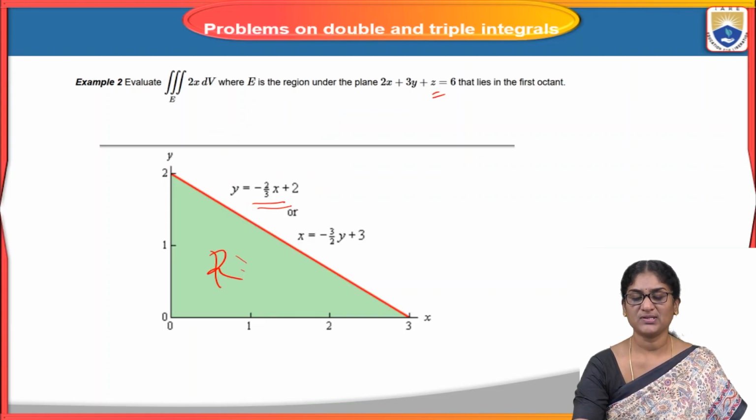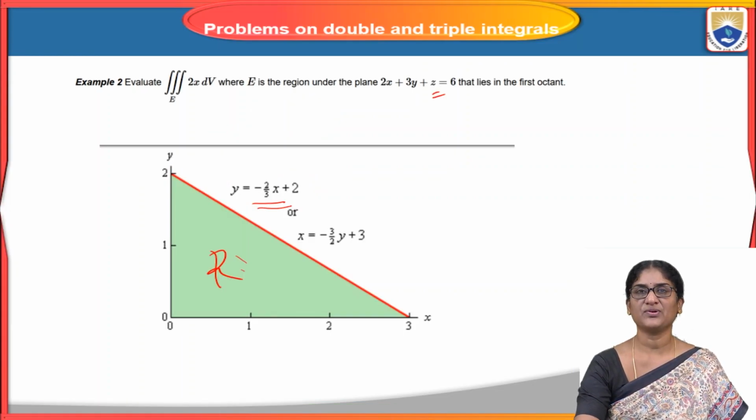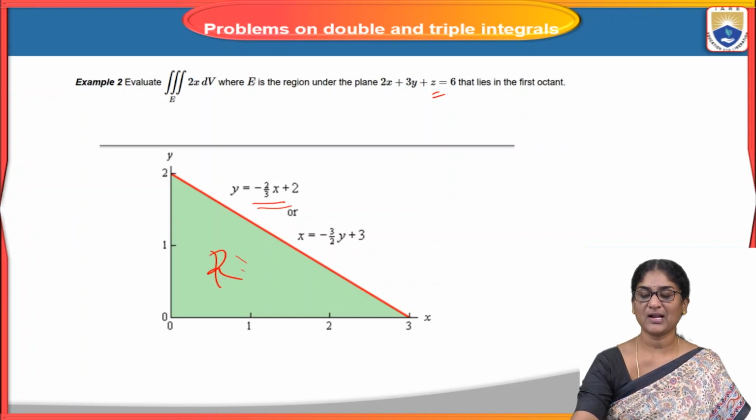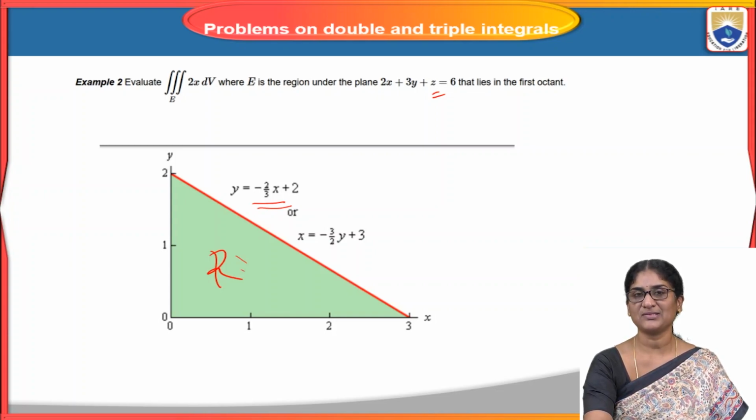Now the next question is the triple integral of 2x dV, where E is the region under the plane 2x + 3y + z = 6. Here the limits are taken, and how the limits are taken is the question. Let us understand: let us say that the plane is in the xy plane, that means z is equal to 0.